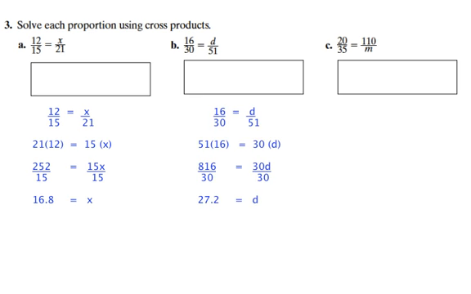For 3b, we have 16 over 30 equals d over 51. Cross multiply. So we're going to multiply 51 times 16 and 30 times d. 51 times 16 is 816, and 30 times d is 30d. We then have to divide both sides by 30 to get d by itself. 816 divided by 30 is 27.2. The 30s on the right-hand side cancel each other out, so you're left with d. So d equals 27.2.